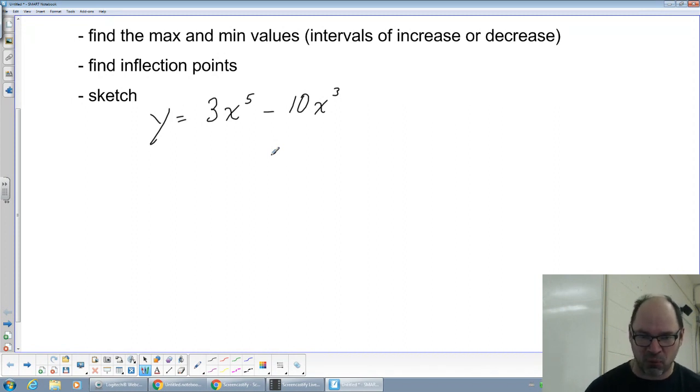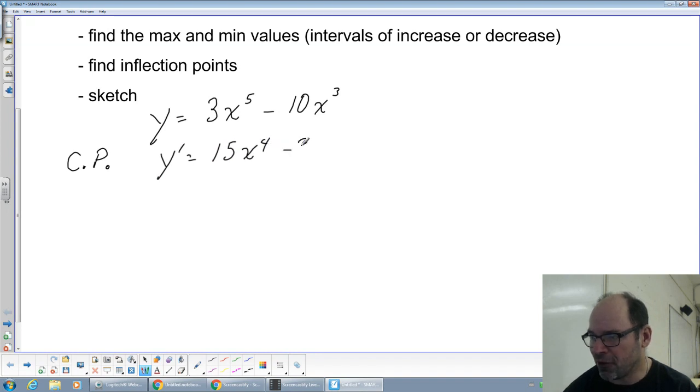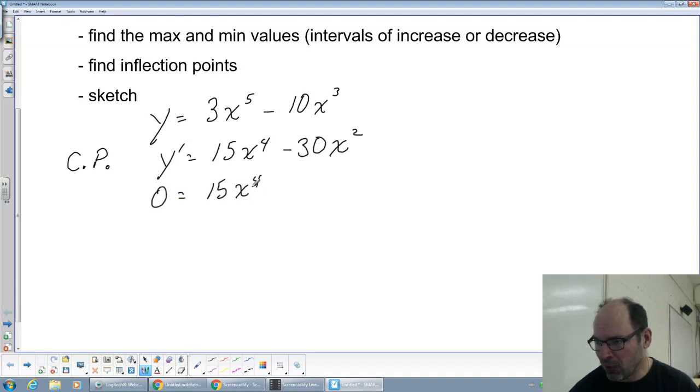So let's find the critical points within this particular equation. Okay, so critical points first. I like to label it critical points so I know what I'm doing. So y prime equals 15x to the fourth minus 30x squared. Okay, well, we have to get the critical points, so we have to solve for x when we set y prime to 0. Okay, so what we can do is we can take out a common factor first.